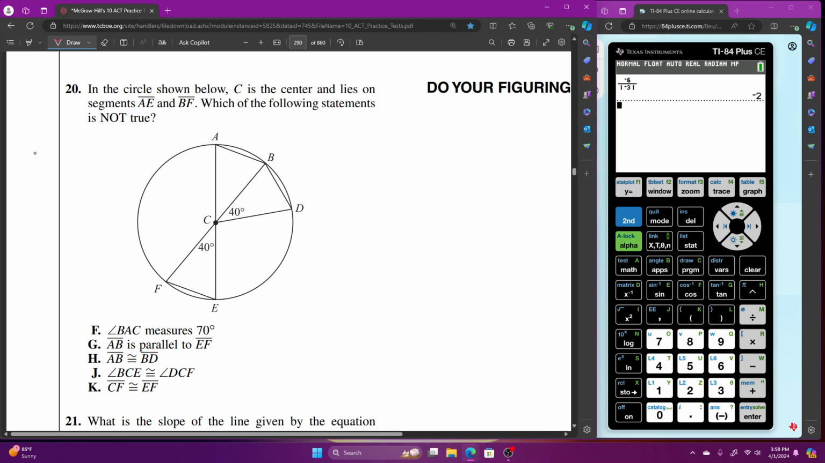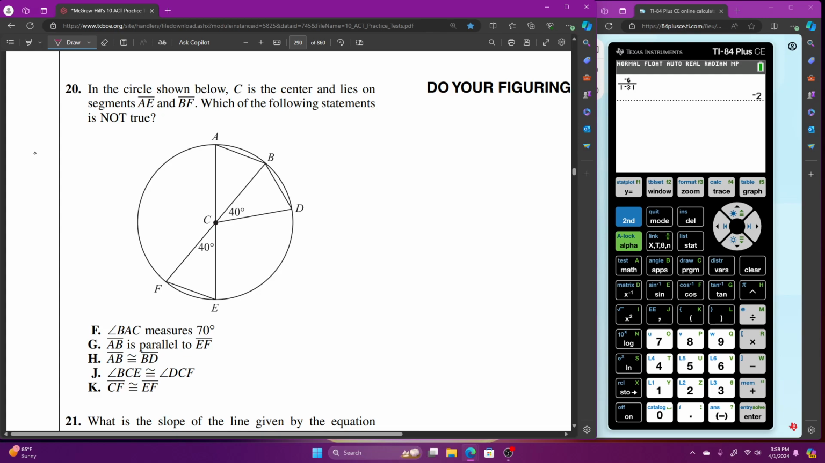Well, let's look at answer choice F. Angle BAC measures 70 degrees. Line segment AB is parallel to line segment EF. Line segment AB is congruent to line segment BD. Angle BCE is congruent to angle DCF. And line segment CF is equivalent to line segment EF.